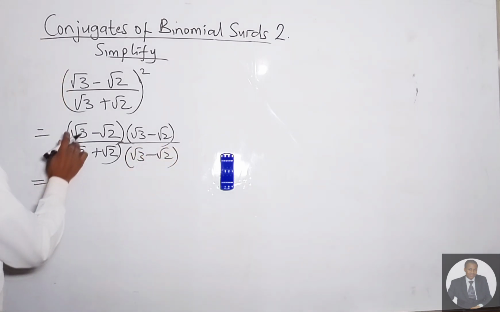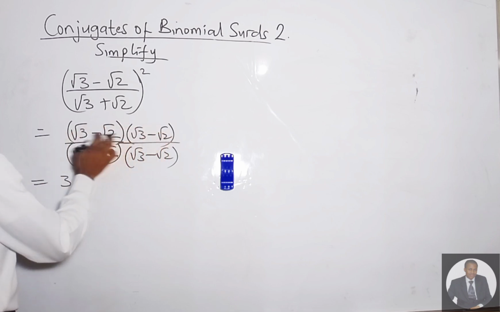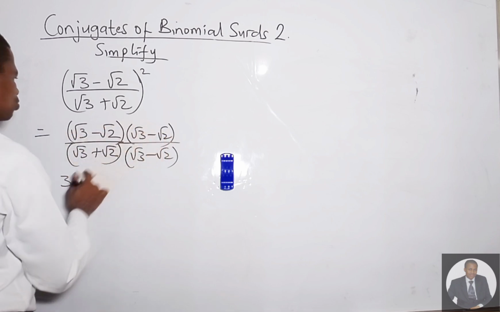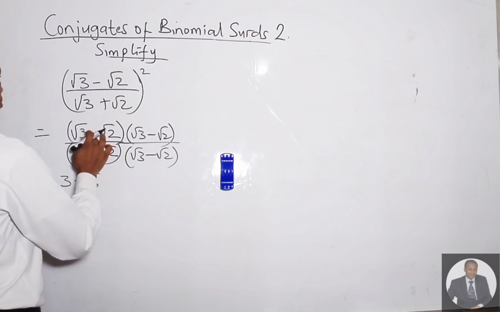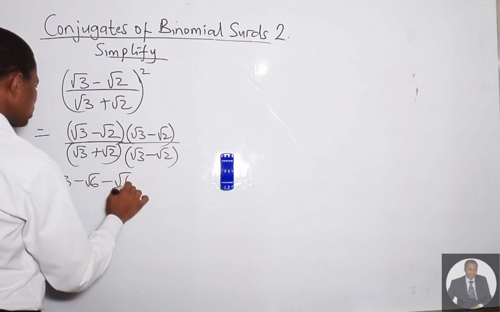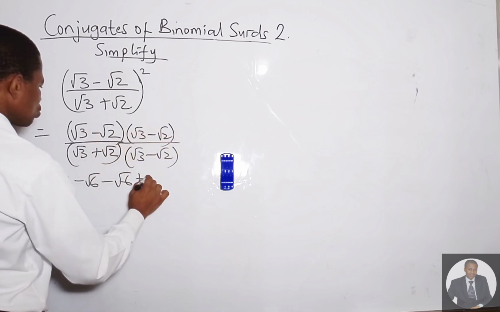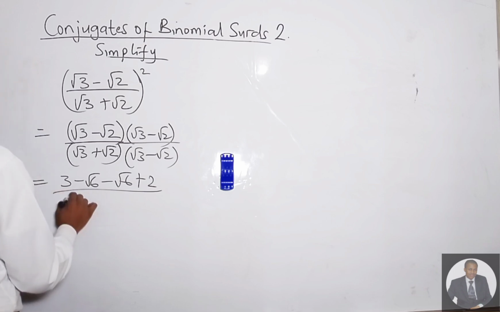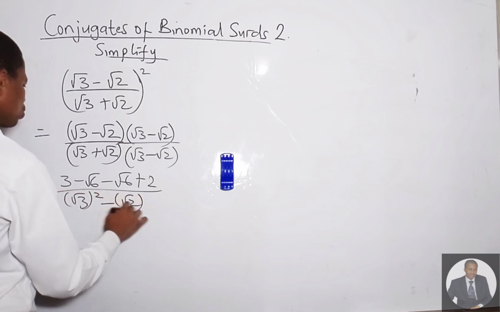So 3 times 3, 9. Root 3 times root 3, that's 3. Root 3 times minus root 2, that's minus root 6. Minus root 2 times root 3, that's minus root 6. Minus times minus is plus. Root 2 times root 2 is 2 over root 3 squared minus root 2 squared.